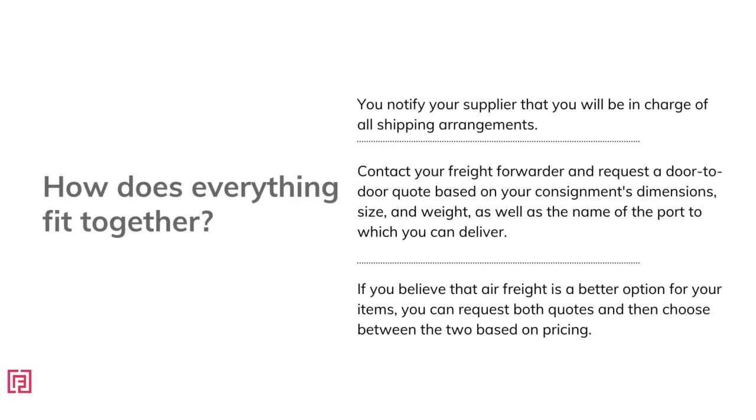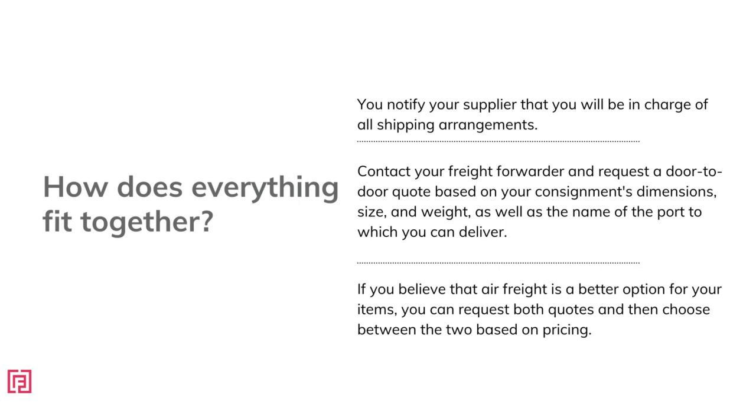Remember that in China, you must always work with FOB prices. As a result, shipping to the nearest port is included in your price. Then, contact your freight forwarder and request a door-to-door quote based on your consignment's dimensions, size, and weight, as well as the name of the port to which you can deliver. A door-to-door quote includes all fees except VAT and import duty. As a result, there will be no additional shipping costs to pay when the items arrive in the UK.